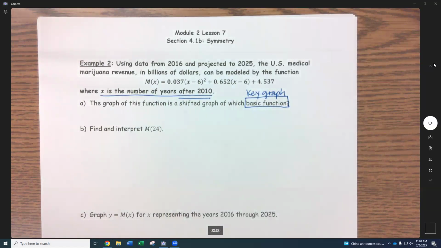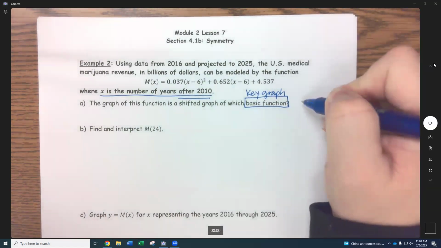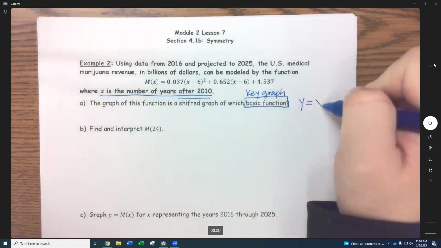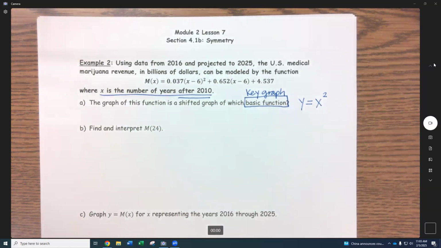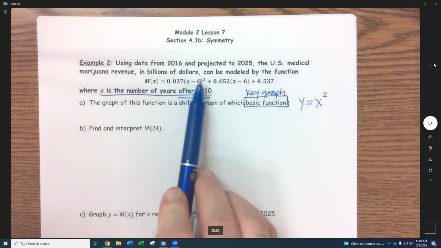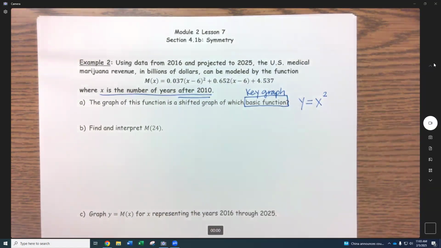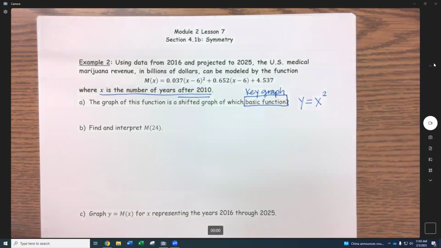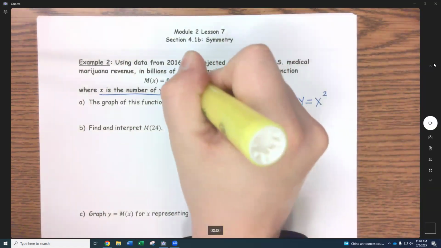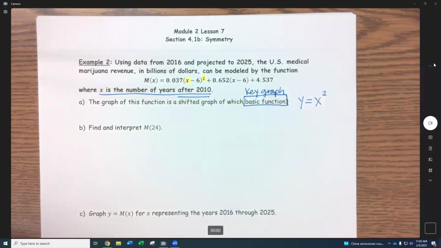Okay, I hope you paused the video. And the answer to this question is our squared function. The key graph is y equals x squared. Because I have this x squared right here, that's what makes it my square function. X squared is that highest exponent.